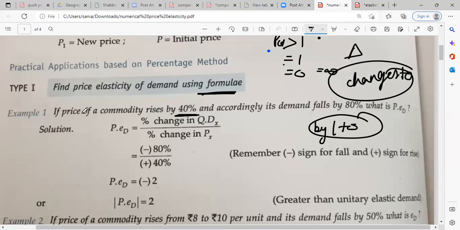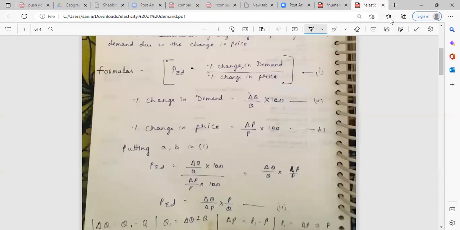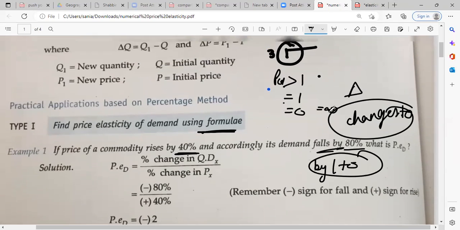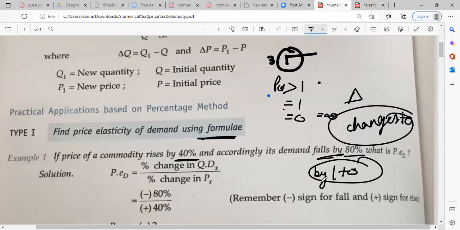So over here, they have given you the price of commodity rises by 40%. So that means they have given you percent change in price, right? Yes or no? Yes. So which formula you will use? You will use the first one, right? This one, change in demand and percentage change in price. Okay. And accordingly, its demand falls by 80%. So you are again getting falls by, rises by. So whenever you are getting these words like by and to, remember they are talking about change. So over here they have written accordingly demand falls by 80%. So you have to find PED.